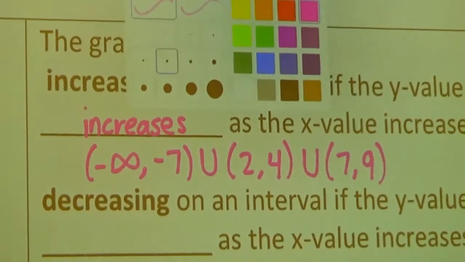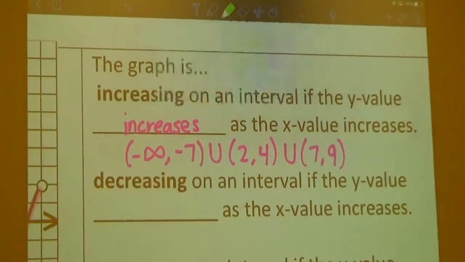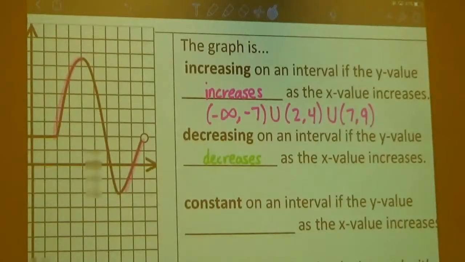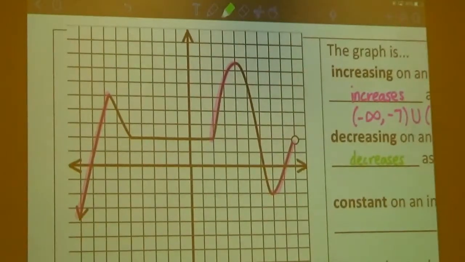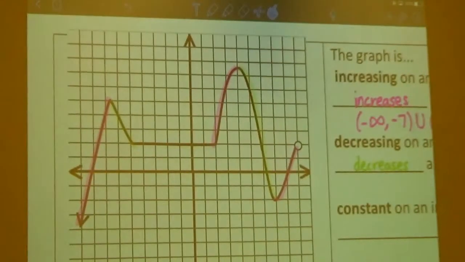For decreasing, I'll use green. Again, if it's decreasing, then our graph decreases or goes down. That would be these two places, here and here. What's the interval of the one on the left?